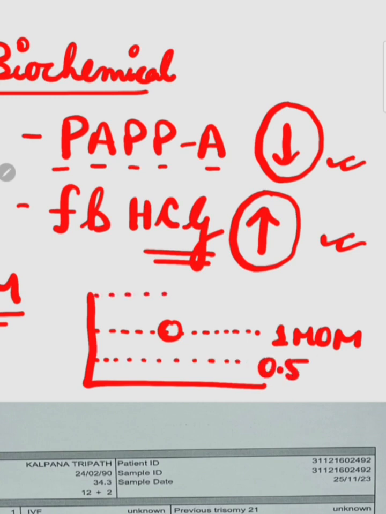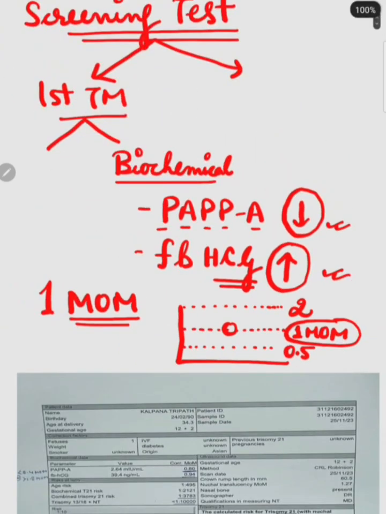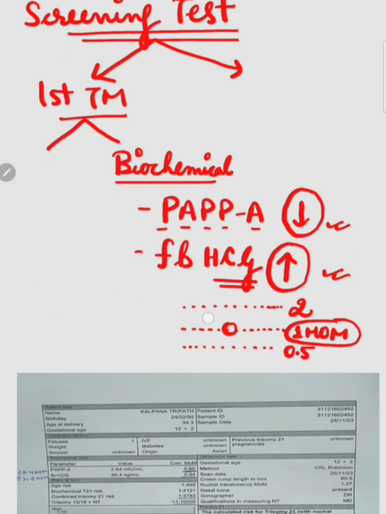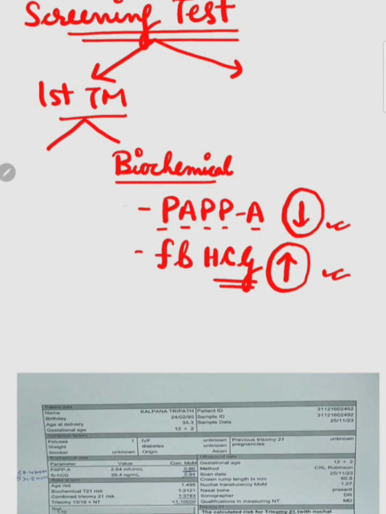If it is double of that value for that gestational age, then it is 2 multiples of median. So that is why we calculate it with the MoM. That is what should be the standard at that gestational age. So let us see how much PAPP-A should be decreased and how much free beta HCG should be increased. PAPP-A should be decreased to less than 0.4 MoM.